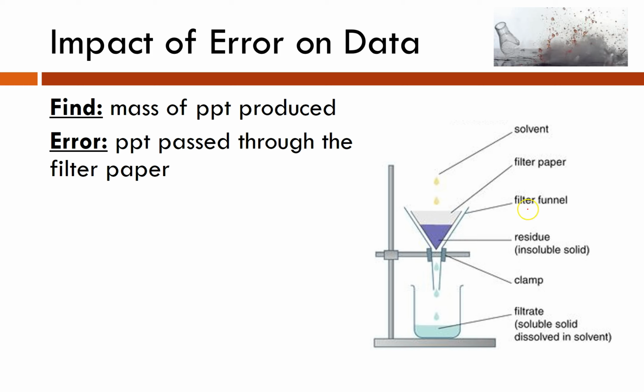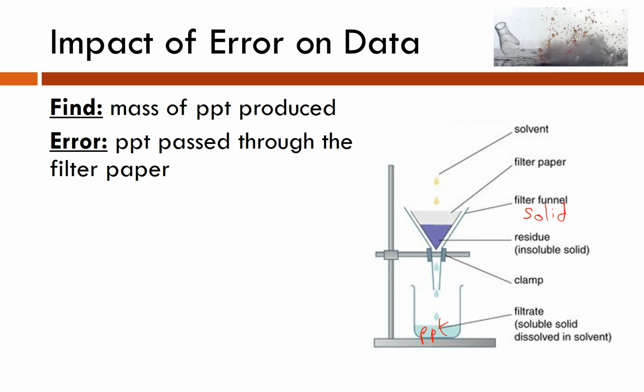Ideally, the solid, or precipitate, should get stuck on the filter paper. But in this case, you've noticed that some of your precipitate has passed through and has ended up in the filtrate. This is not ideal, but it's going to happen from time to time. Filter paper is not perfect.